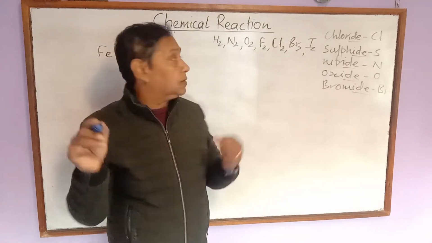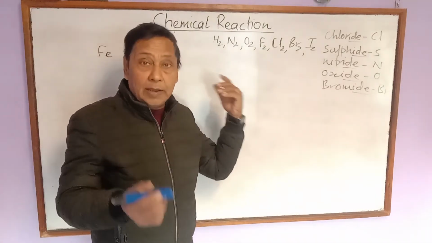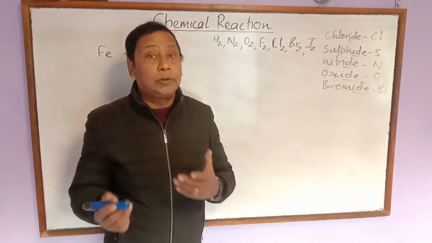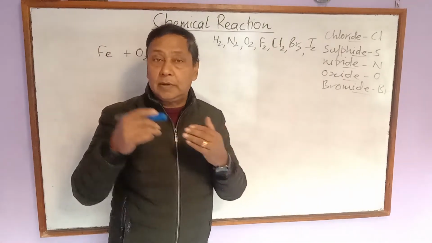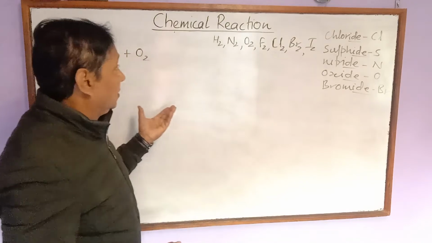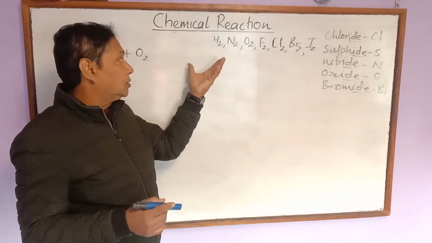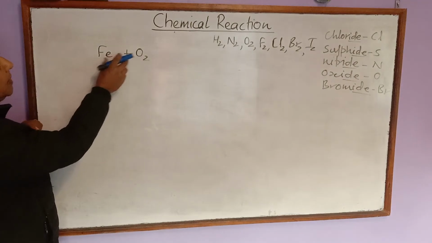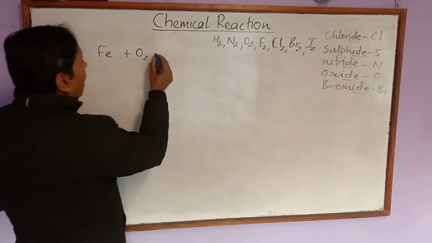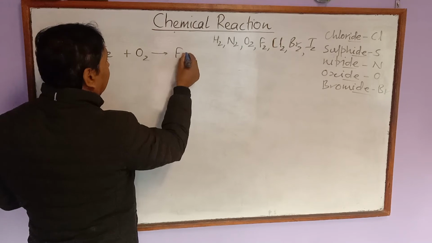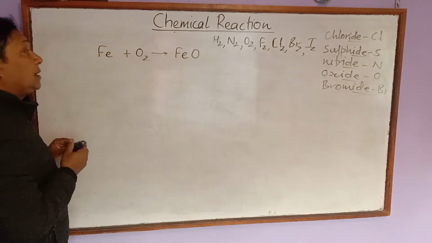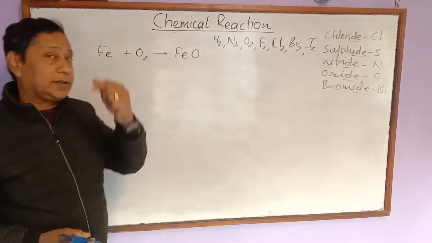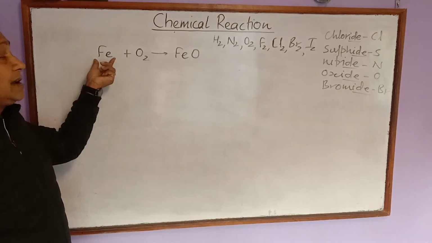They should be written with 2, like H2, N2, O2, F2, Cl2. But aluminium, carbon, sulfur, iron, any other, they shouldn't be written with 2. Just like Fe, when iron combines with oxygen, then what happens? Iron oxide, FeO. And if it is told ferric oxide, it means iron has maximum valency.